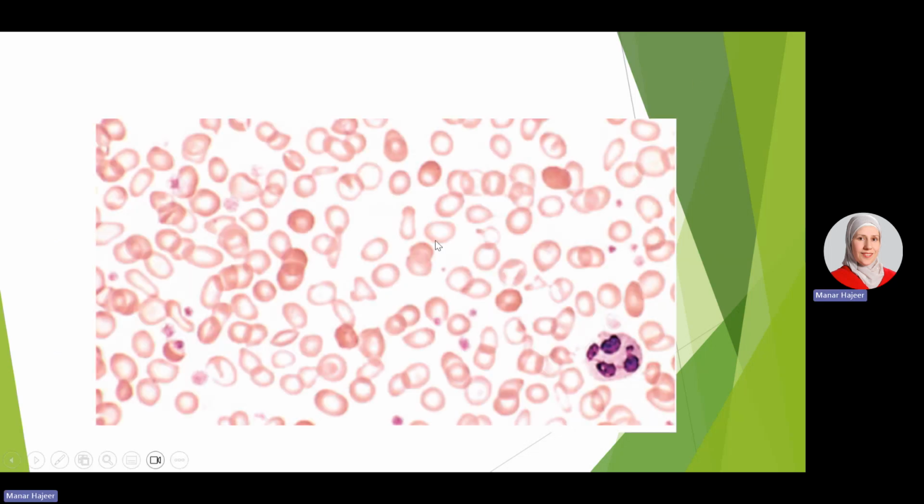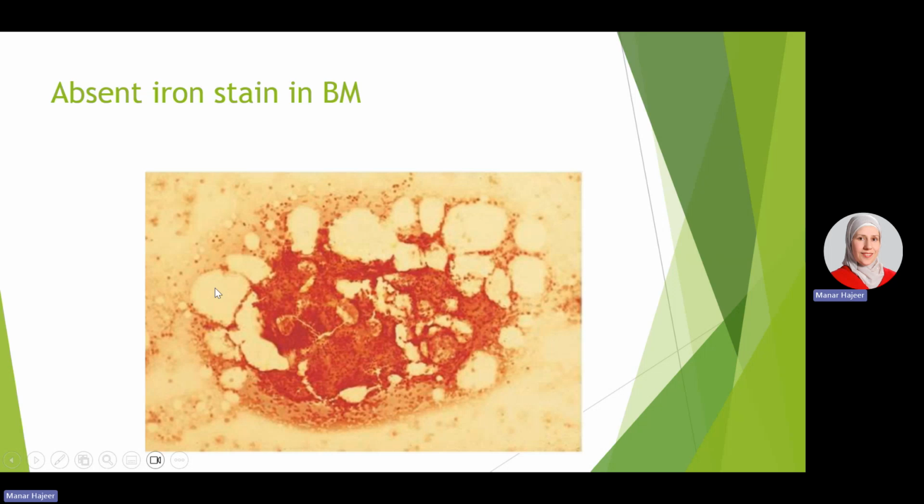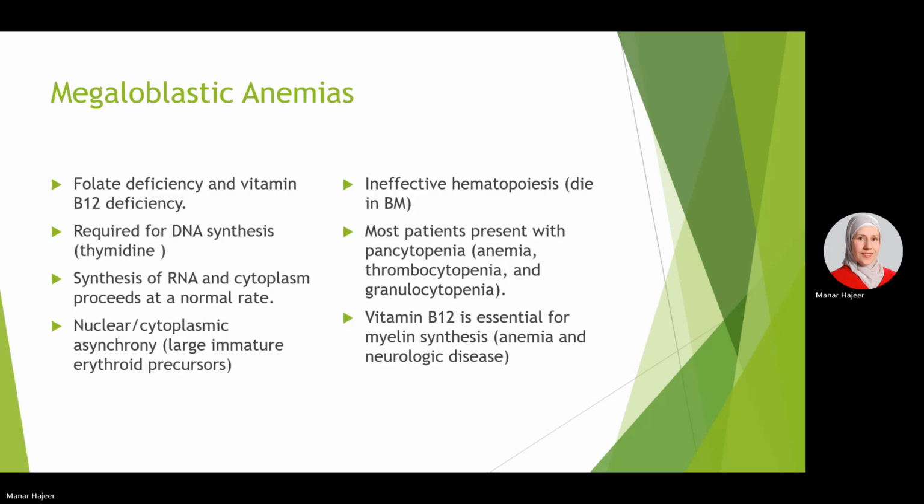So these are the red blood cells. As you can see, they are smaller in size than a normal blood cell, and there is an increased central pallor. There is a peripheral small red rim remaining in the red blood cell. This is called the hypochromic red blood cell. If you do an iron stain in the bone marrow, there will be absent iron stores.